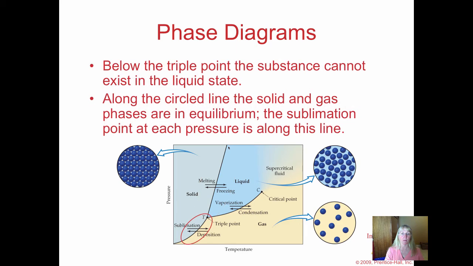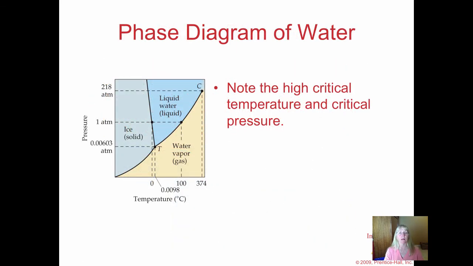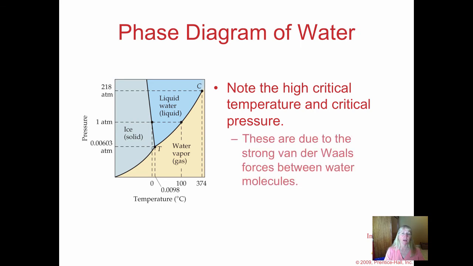So let's look at what our buddy water does. Let me skip ahead here to find that. Notice that water has a very interesting slope here, where it slopes back and to the left. It has a negative slope. And water is very exceptional because its melting point is actually decreasing with increasing pressure. That's why it's tilted back here and to the left.